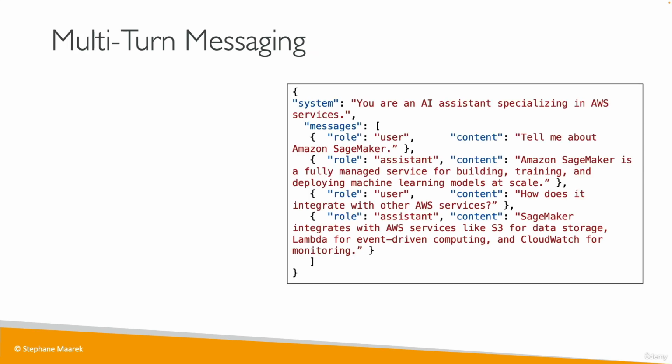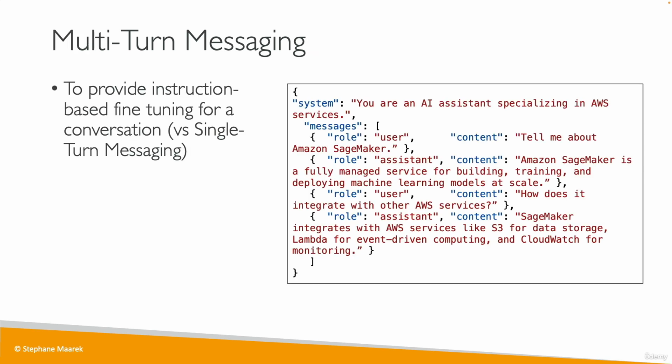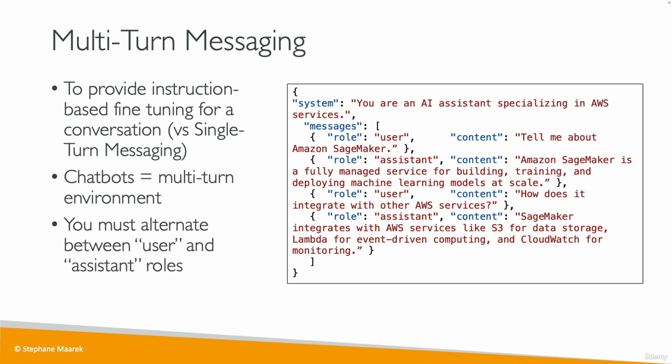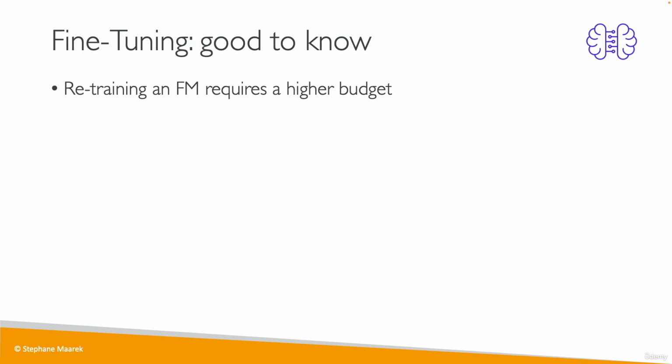For multi-turn messaging, this is the same idea, but this time we have a conversation. So we have multiple turns, and here we alternate between user and assistant roles. This helps the model understand how to handle conversations with bigger context. So that's good to know for fine-tuning.